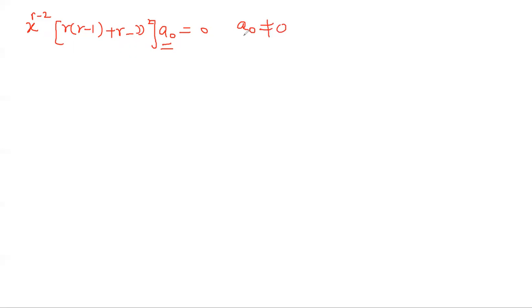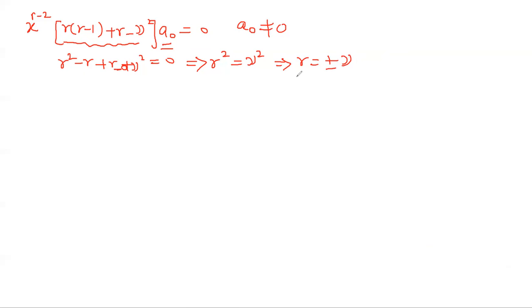For the definition, a naught cannot be taken as 0. So if a naught cannot be taken as 0, then the term in the bracket will be 0. So what is this? r square minus r plus r minus nu square is equal to 0, which gives us r square is equal to nu square, or r is equal to plus minus nu. So we get a value of r which is plus and minus nu.